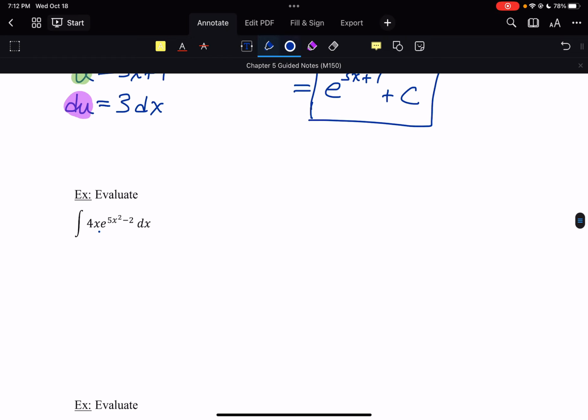For this next one, notice we have a function of x times a function of x within the e. So let's set up the u substitution. Again, if we take u to be 4x, then the derivative is just going to be 4, and that's not going to help us get rid of the x's up in the powers. So we're not going to do that. We'll take u to be the 5x squared minus 2, so that whole term up in the power. Du, the derivative of this, is 10x dx.